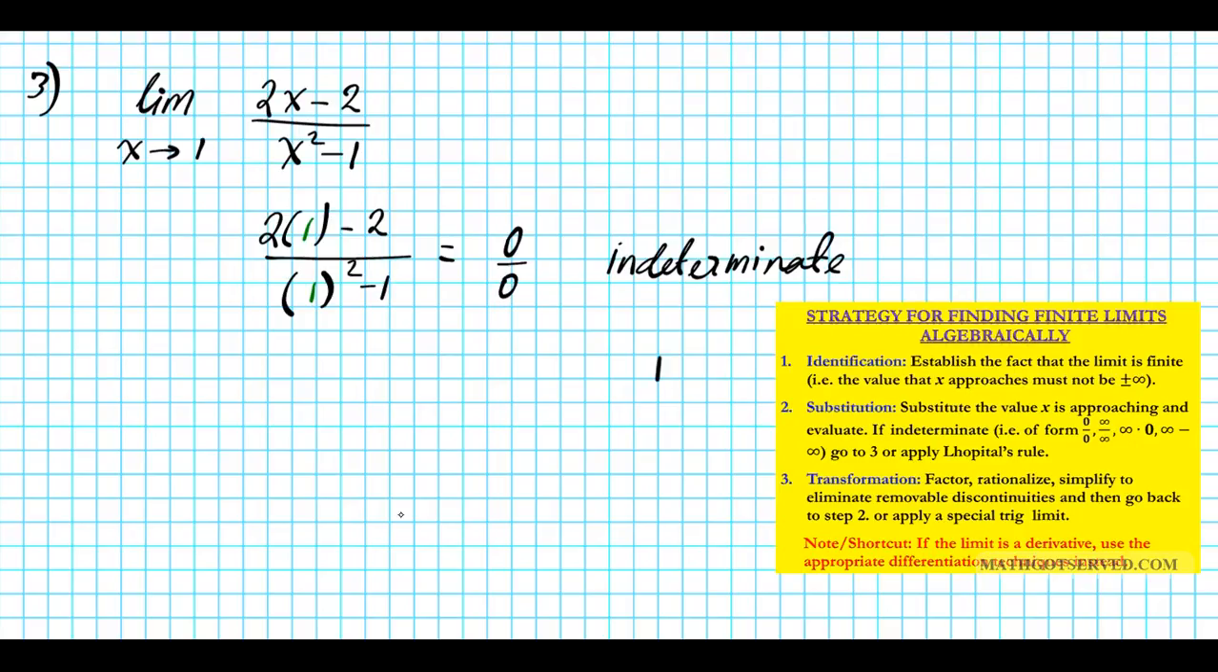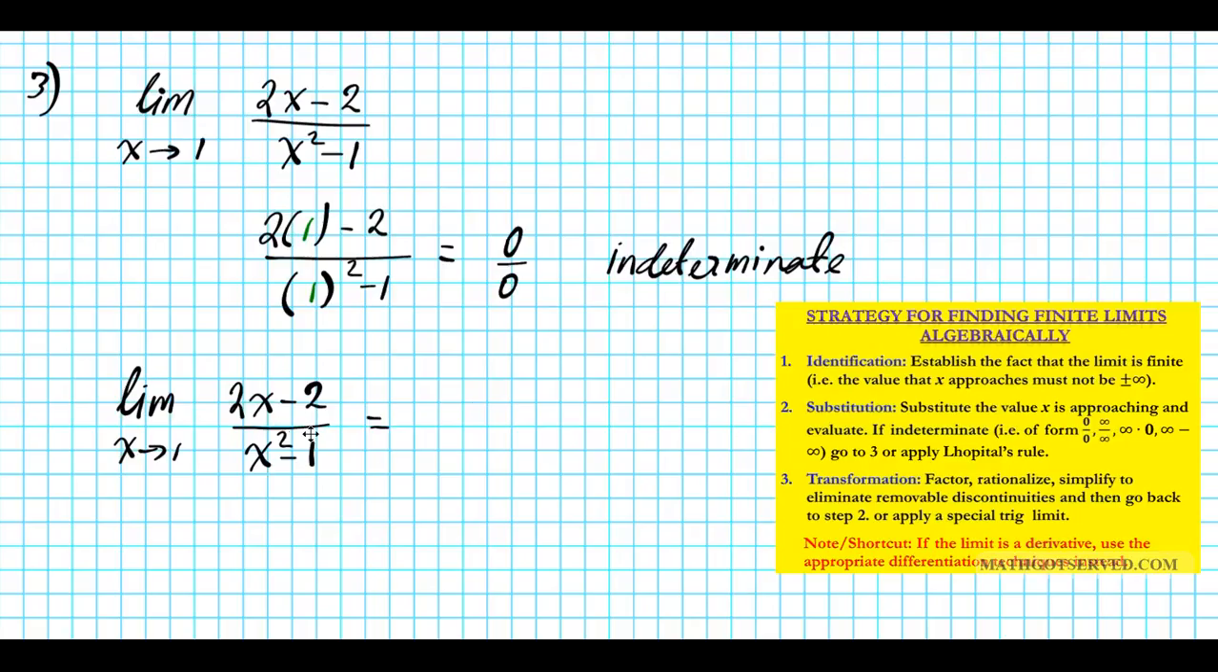I just brought back our strategy guide right here. For your reference, if you have a result that is 0 over 0, it's indeterminate. Okay? All right, so what kind of transformation are we going to carry out here? Well, let's see. We have the limit as x approaches 1 of (2x minus 2) over (x squared minus 1). Well, we can factor here. Let's go ahead and factor and then we'll evaluate the limits.